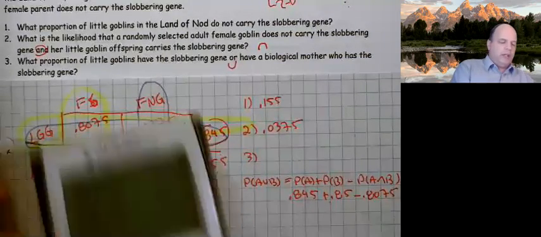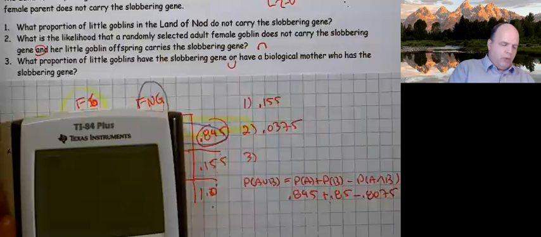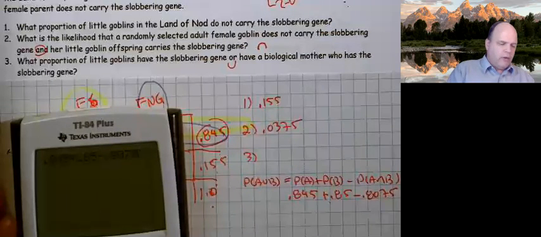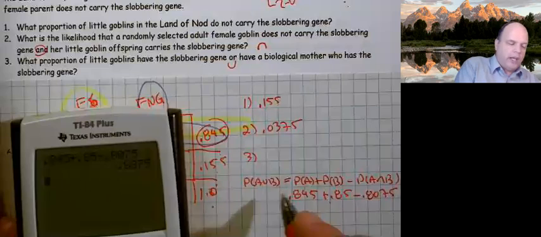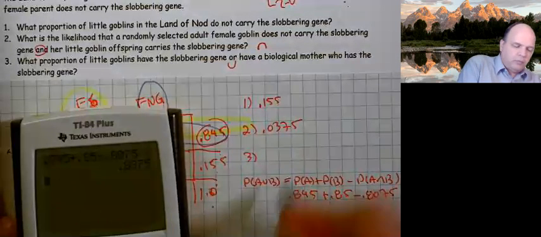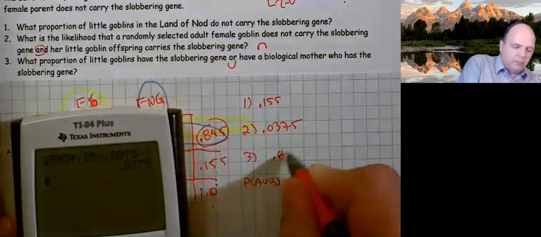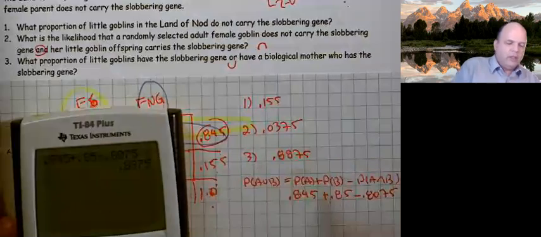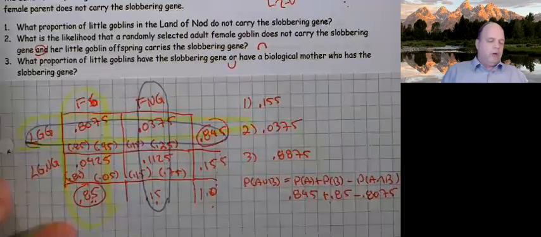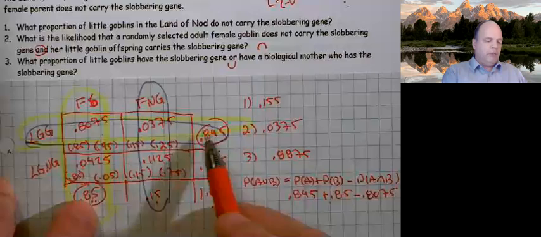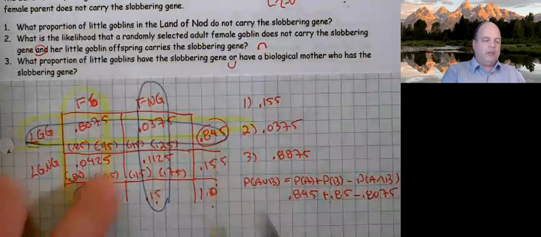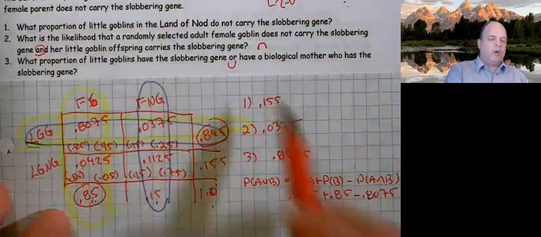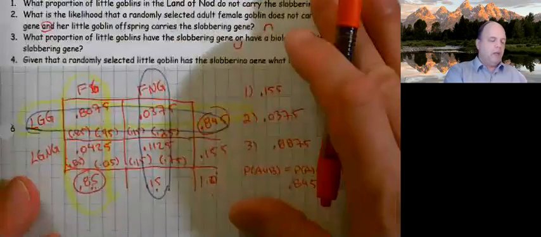So when I plug this in a calculator, 0.845 plus 0.85 minus 0.8075, I end up getting 0.8875. All right, and that would be my answer. Once again, it was this plus this minus the intersection. And I knew that because of the or telling me that it was a union.